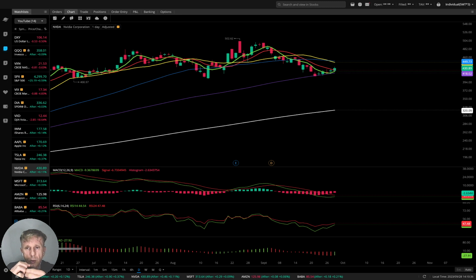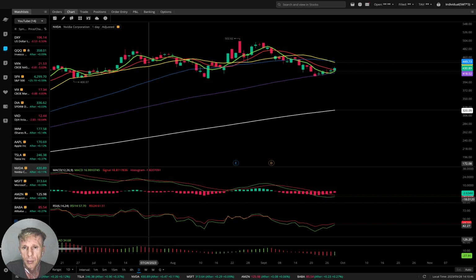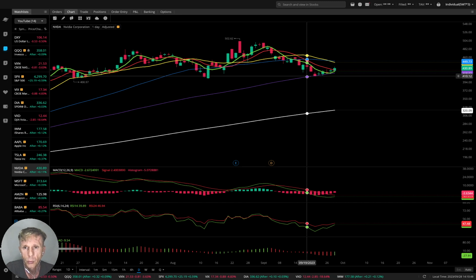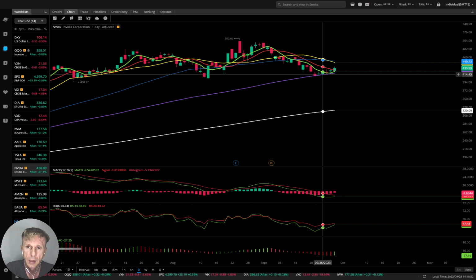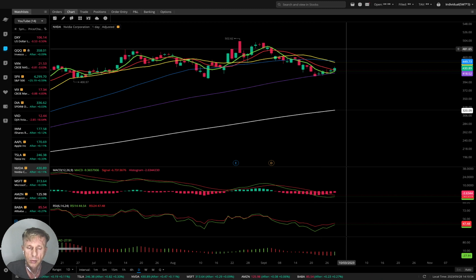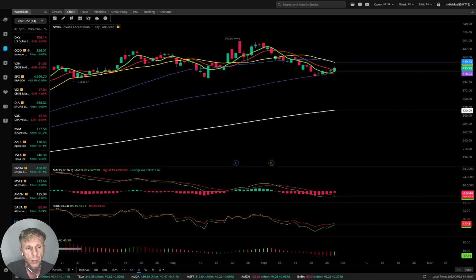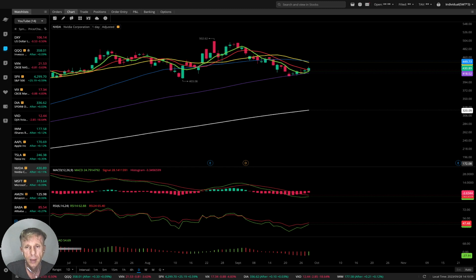And daily time frame NVIDIA wants to do bullish crossover also. MA5 did bullish crossover, ready for bullish crossover over 10. Looks like, yeah, MA100 was strong support. It couldn't break out this MA100. And looks like it wants to bounce from MA100 for NVIDIA.